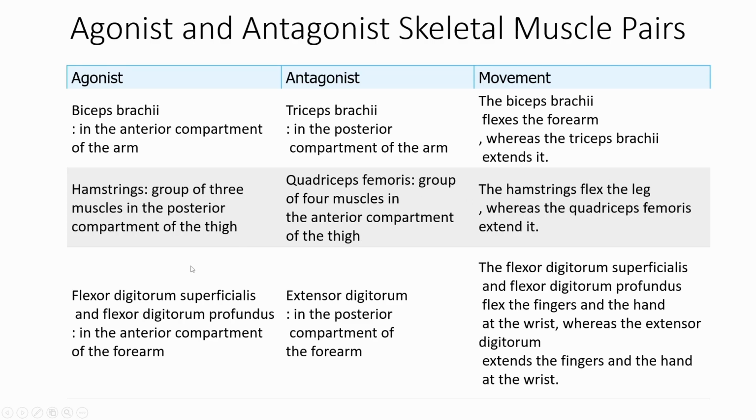We see the same thing down here with the flexor digitorum superficialis and the flexor digitorum profundus. These are found in the anterior compartment of the forearm, versus the extensor digitorum in the posterior, the back compartment of the forearm. And the names alone tell us: digitorum, we know we're dealing with the same part, but the action is different. Flexor versus extensor.